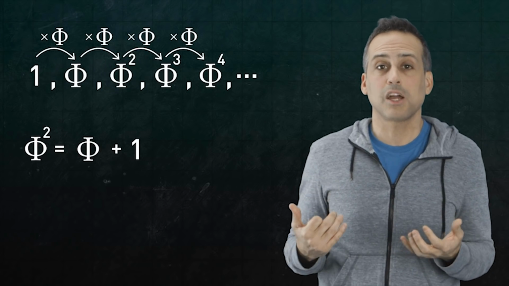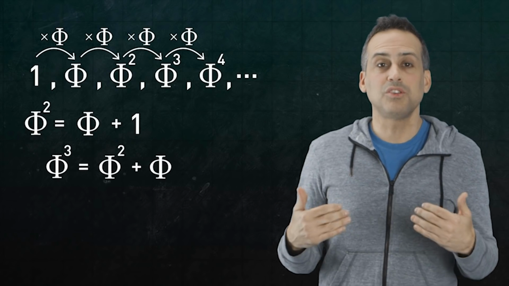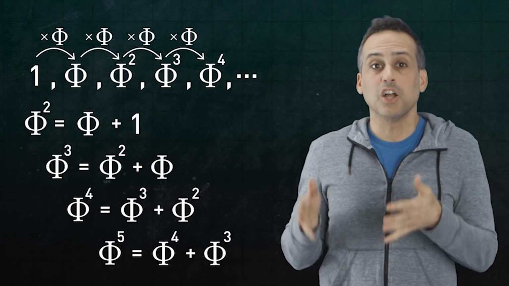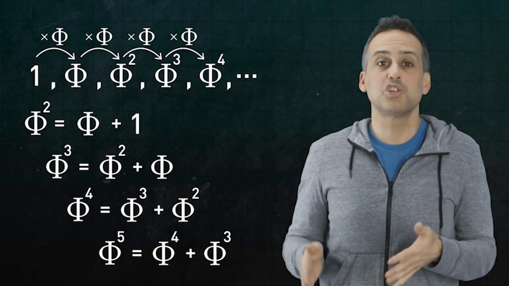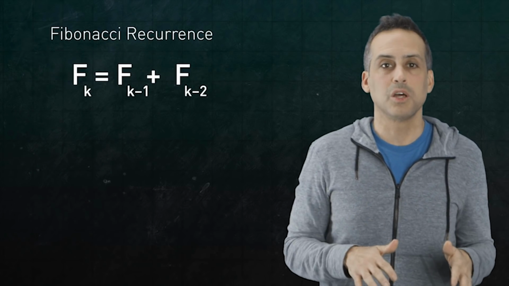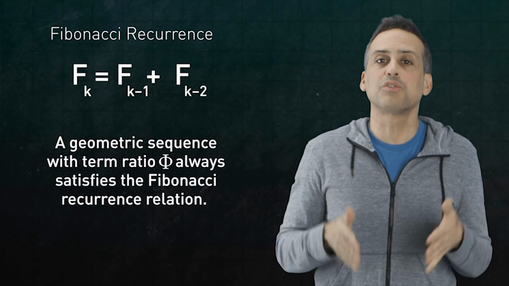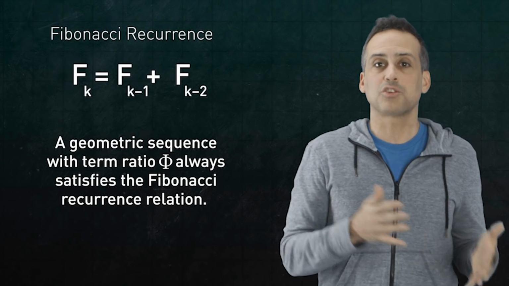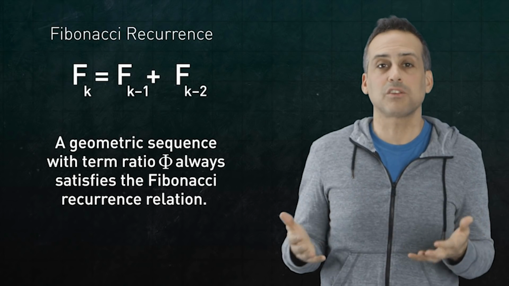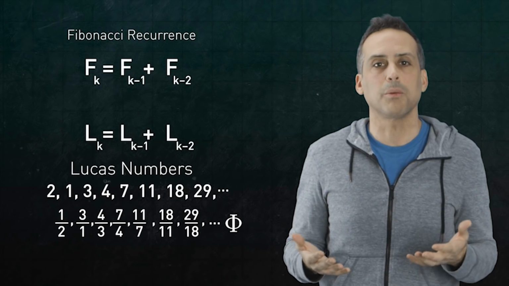Notice that the third term, phi squared, is exactly the sum of the previous 2 terms. Just look back at the quadratic equation that phi satisfies. If you keep multiplying that equation by phi, you see that every term in this sequence is the sum of the previous 2. In other words, a geometric sequence whose term ratio is phi will automatically satisfy the Fibonacci recurrence relation. So any sequence satisfying this same recurrence relation will get closer and closer to being geometric with phi as the term ratio. This includes not just the Fibonacci sequence, but any sequence satisfying this same recurrence relation, regardless of the starting values, like for instance, the Lucas numbers.